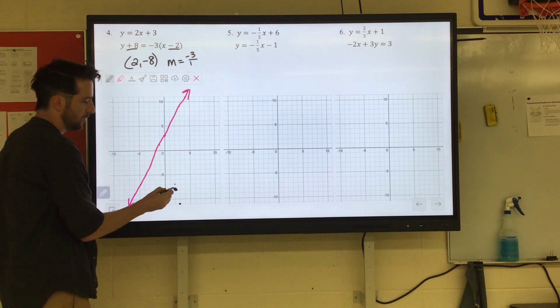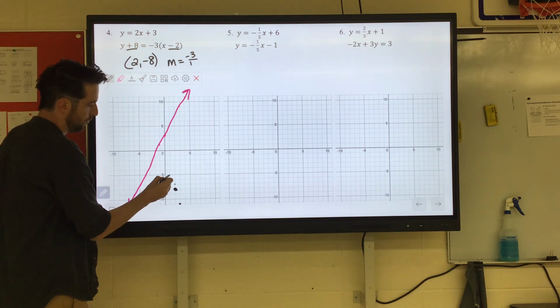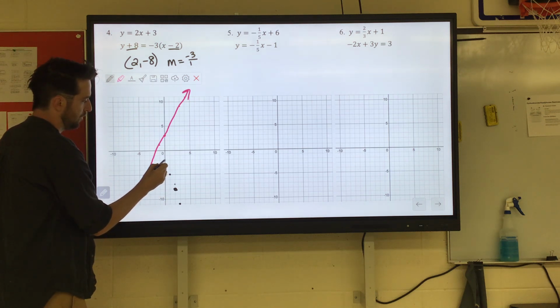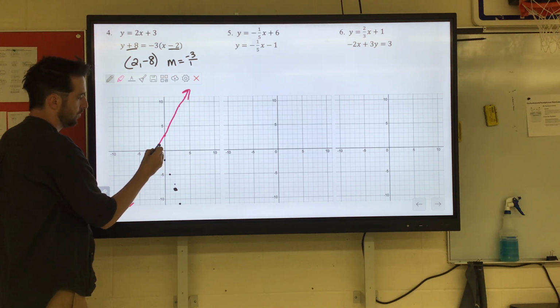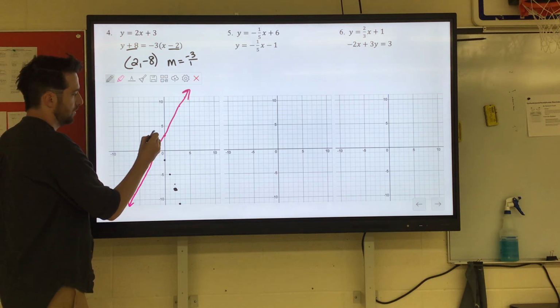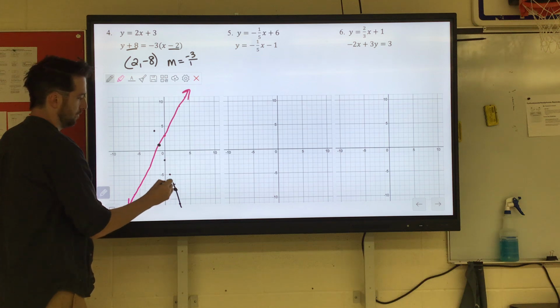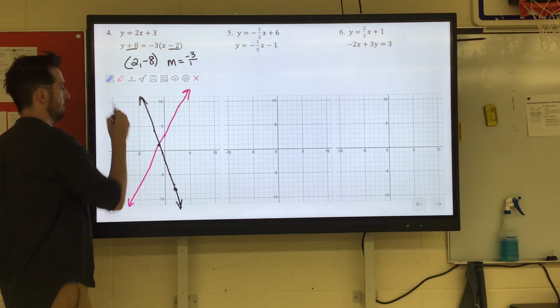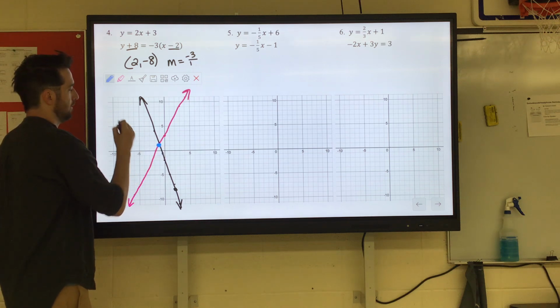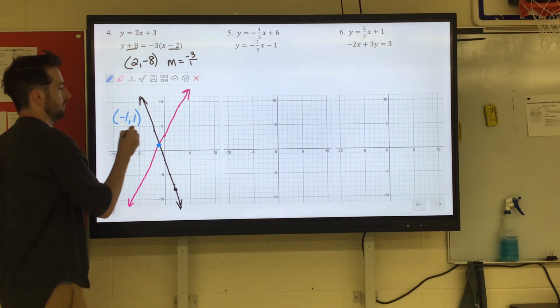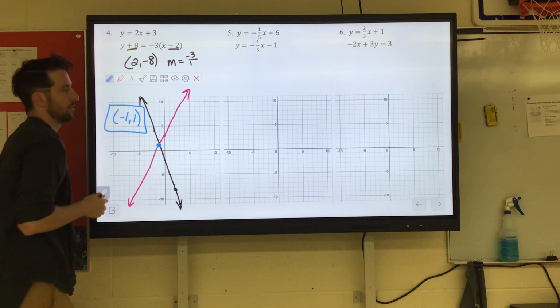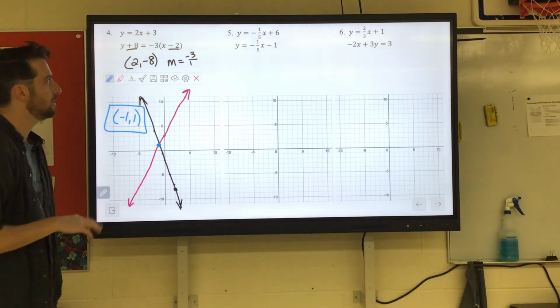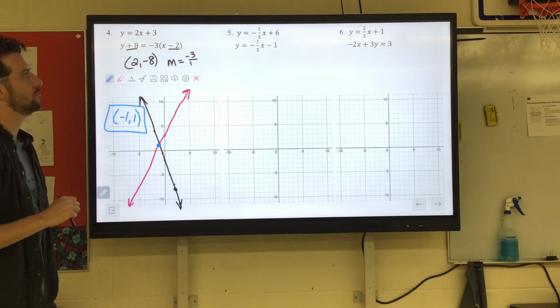Now we're going to have to backtrack it. So we're going to go up 3, left 1. Up 3, left 1. That's where they cross. So that coordinate is left 1, up 1. Negative 1, 1. Sick, dude.